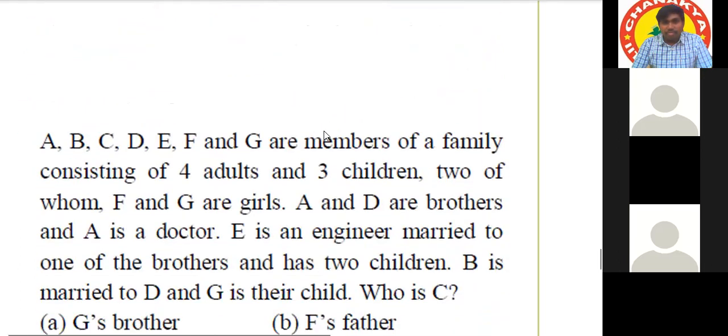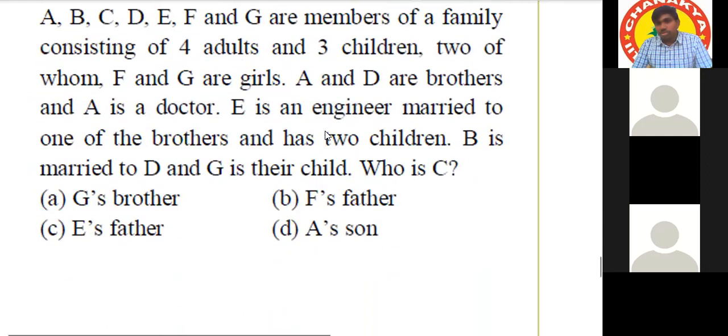Okay. One more question, and after doing this, we'll change the model. Seven members of a family consisting of 4 adults and 3 children, 2 of whom, F and G, are girls. Out of these 3, 2 persons are F and G, and they are girls. A and D are brothers. And here one more new thing is introduced: their professions are also introduced.